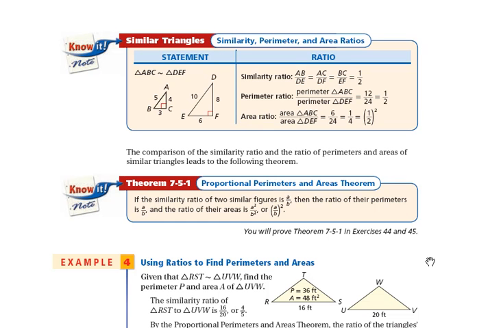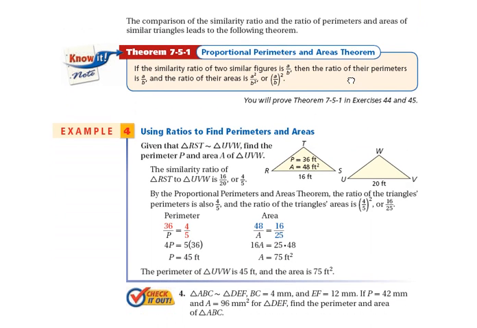Then we have Theorem 7-5-1, the Proportional Perimeters and Areas Theorem. What this is saying is, if the similarity ratio of two similar figures is A over B, then the ratio of their perimeters is A over B, and the ratio of their areas is A squared over B squared. So when we look at two similar figures, we have a lot of comparisons that we can make and go between in terms of perimeter and areas.